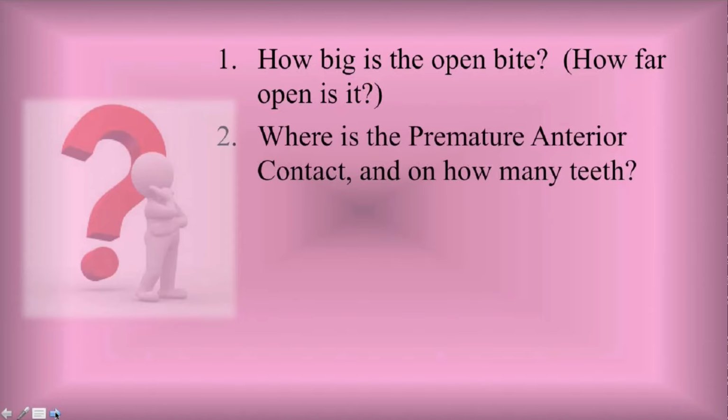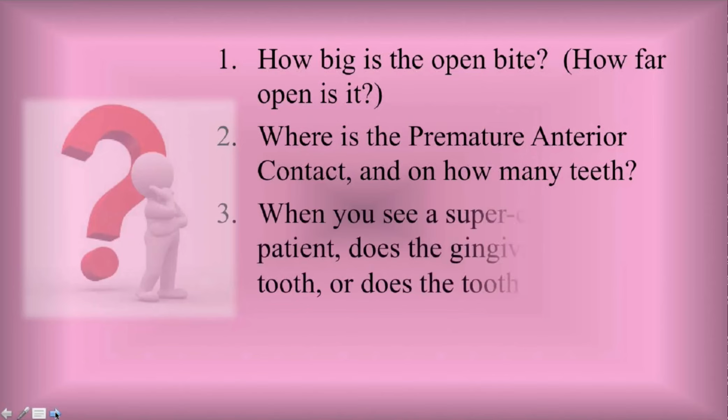Second one, where is the premature anterior contact? How many teeth are touching? I've seen premature anterior contact on some patients that have come to my office under various circumstances that have as little as 3 anterior teeth touching, 2 central and a lateral. That's a very significant problem that's greater than having all the anterior teeth and 4 of the bicuspids and 1 of the molars touching. That's an easier problem to manage when there are more teeth touching and fewer teeth not in contact. So that's the second question.